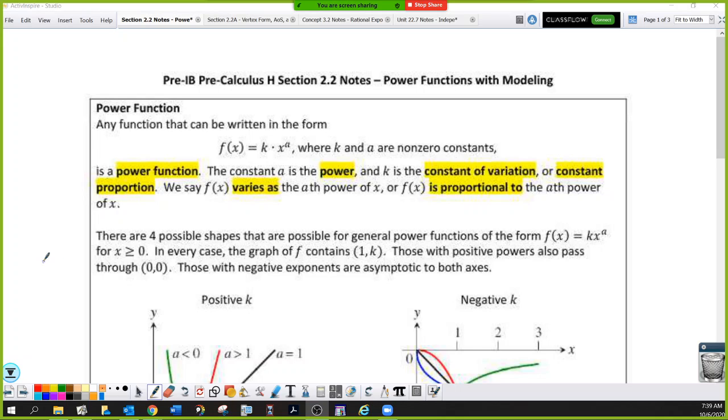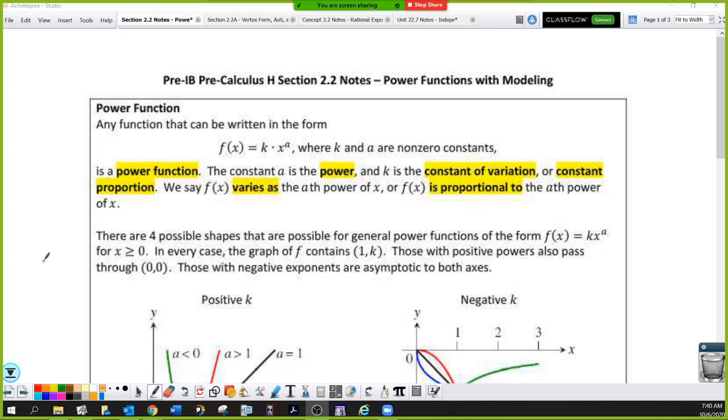Section 2.2. These notes are titled Power Functions and Modeling. Modeling, of course, means word problems. And the word problem, we're going to go ahead and get out of the way right there at the bottom of the notes. That is the one skill in this entire note set that you need for the Chapter 2 test. It doesn't mean the rest of it's not worth knowing.